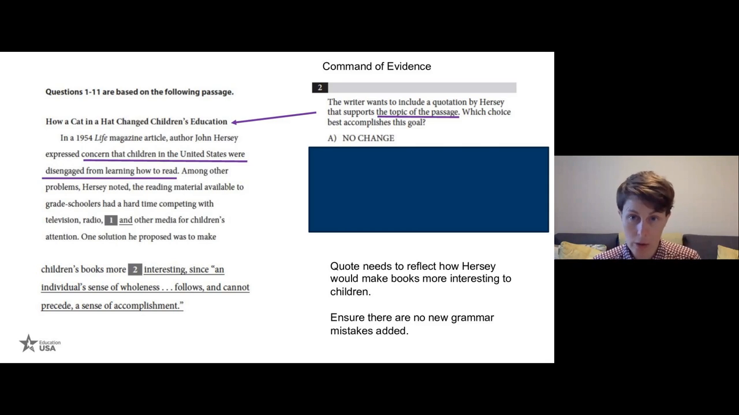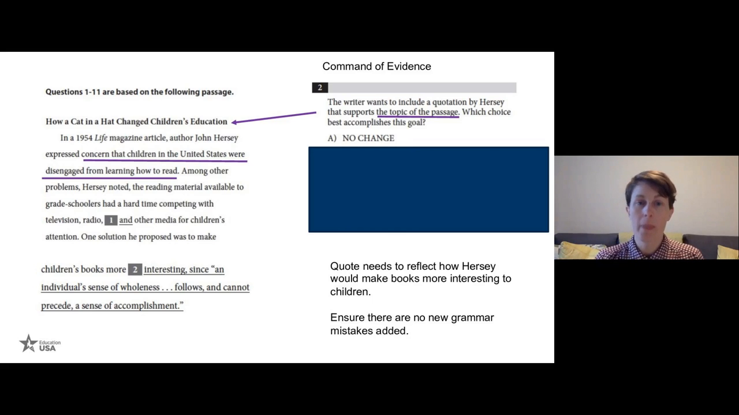So it's important to know what the topic of the passage is, so that whatever choice we pick best represents that. The title usually does a pretty good job of letting us know what the main topic is. The title: How a Cat in the Hat Changed Children's Education. And I would say also in the first sentence, he expressed concern that children in the US were disengaged from learning how to read. So that's the topic: it changed children's education. And the jumping off point for that was trying to solve disengagement from reading.